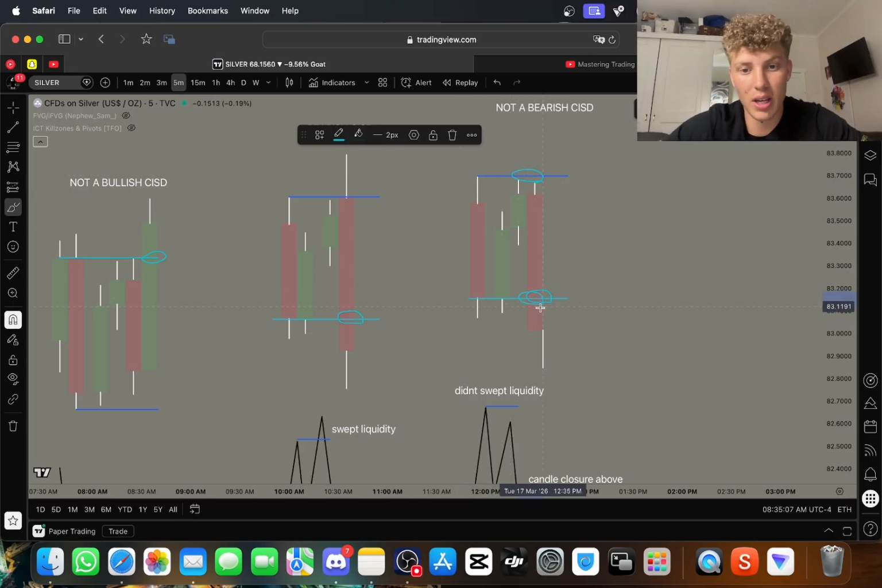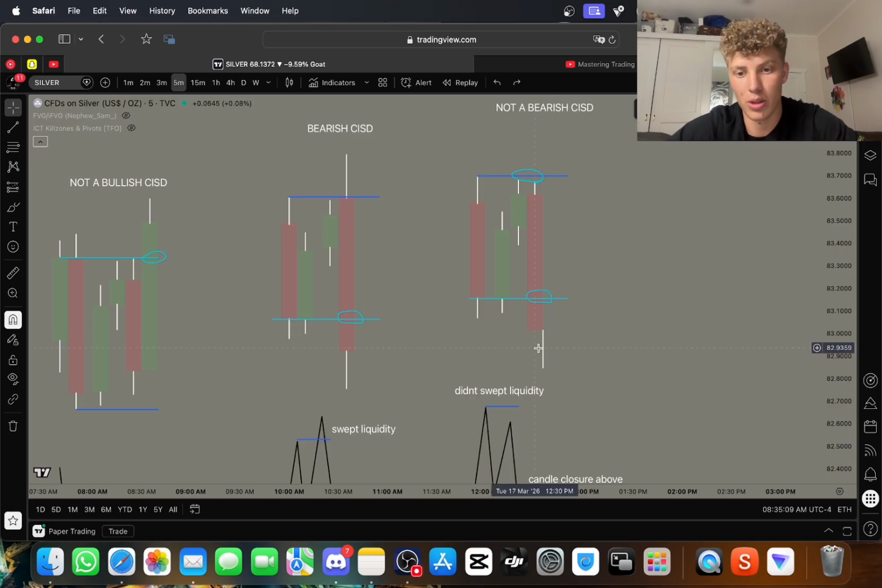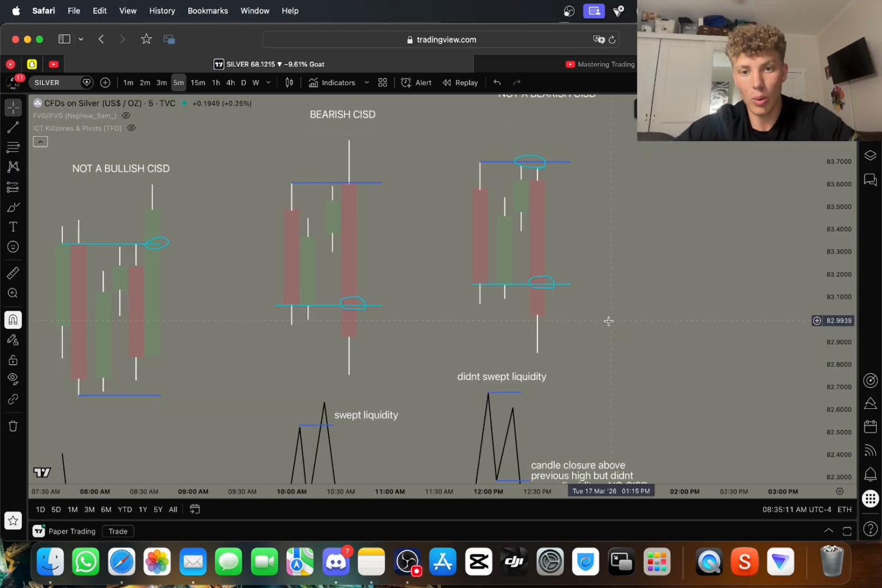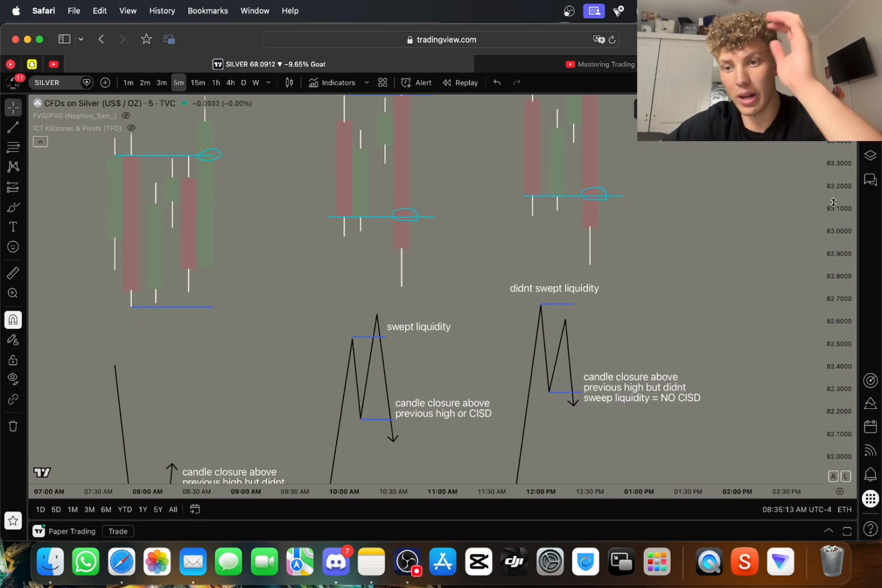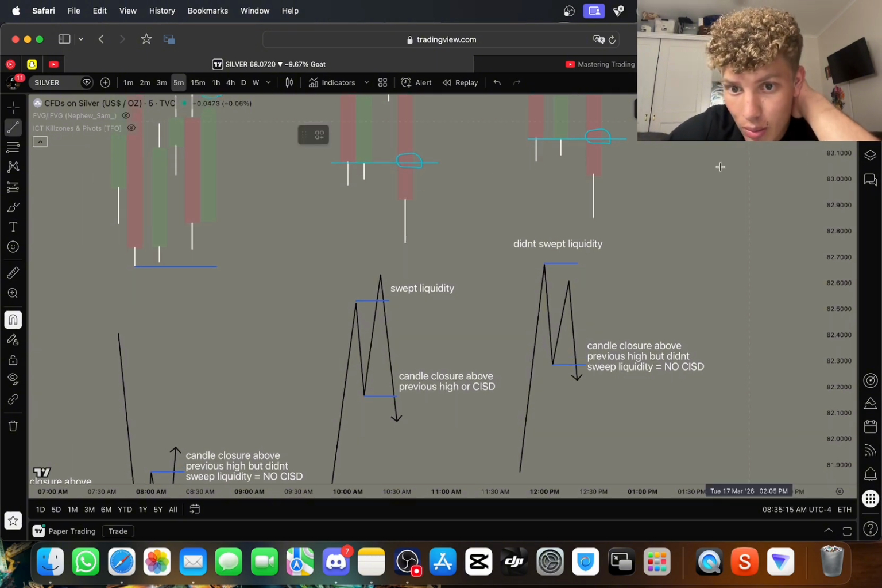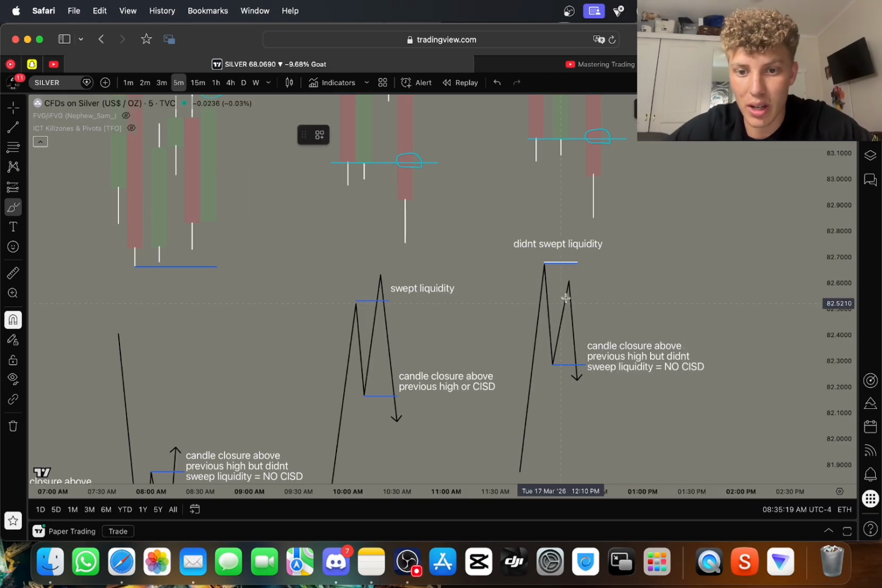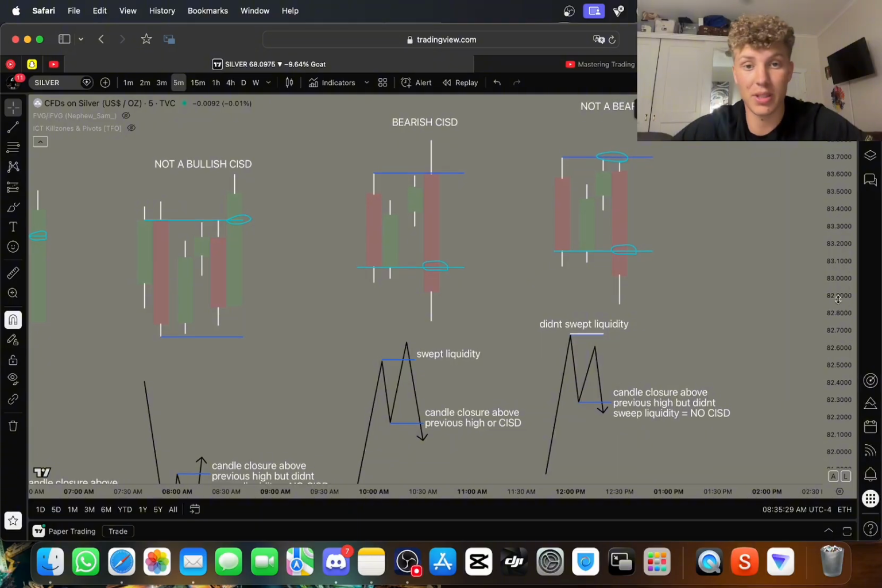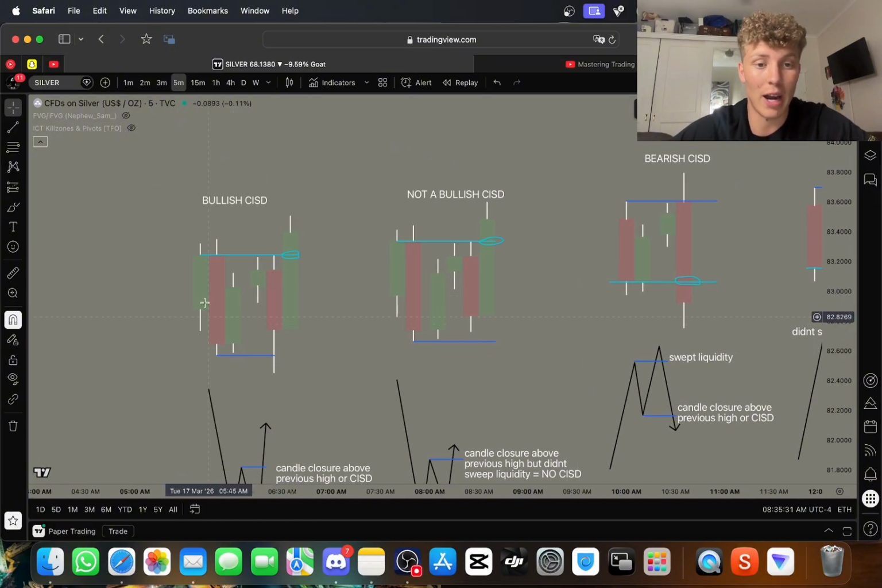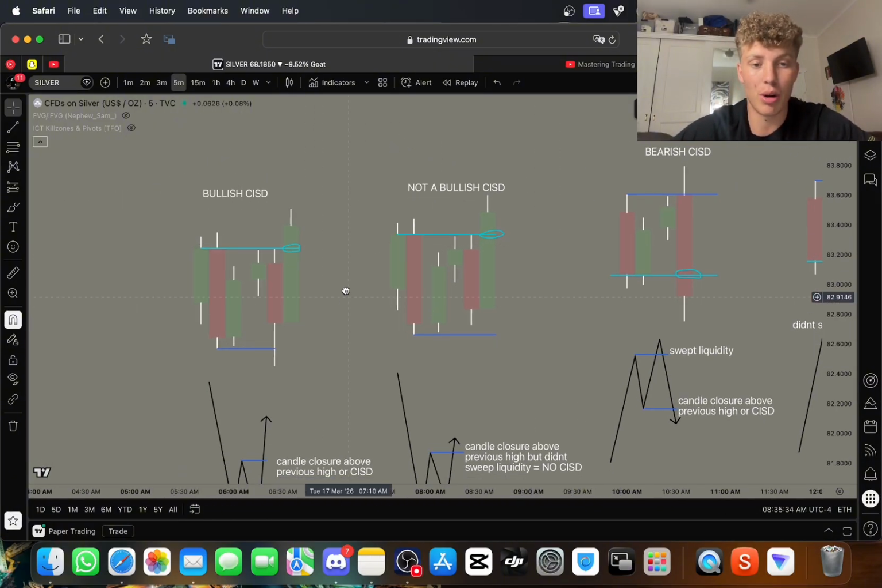And we closed here, but we didn't sweep liquidity. I'm not sure what's happening with my funky wicks, but we did not sweep liquidity. And then we can also show over here, we didn't take out this high up here, meaning this is not a CISD. We moved up, moved lower, moved up, did not take out this high here, so not a CISD. And the only way to confirm a CISD is by a candle actually closing above the previous candles.